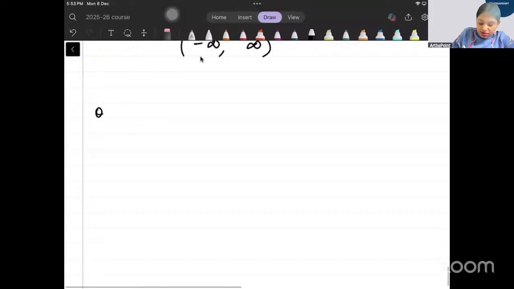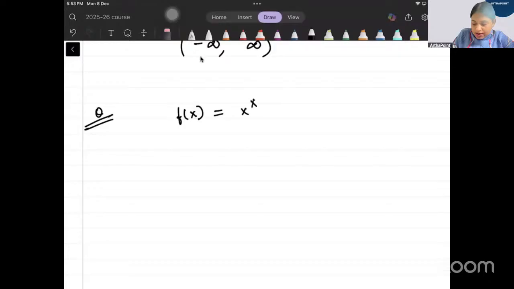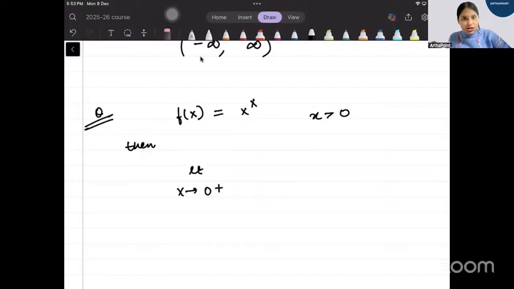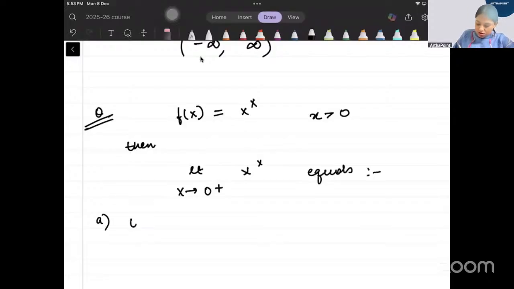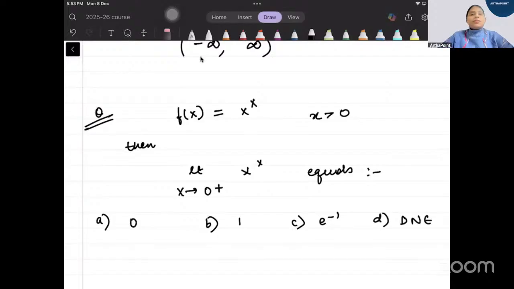You're given that there is a function x to the power x for x greater than 0. Then limit x tends to 0. We'll take a special class on limits. I'm just including this because it came as a question on functions. So limit x tends to 0, x to the power x equals: 0, 1, e to the power minus 1, or does not exist. Give it a try.